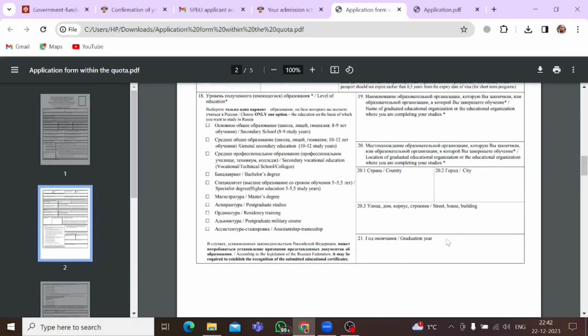This one is not important. Graduation year: which year did you get your high school transcript? Which year did you get your bachelor's degree? Which year did you get your master's degree?